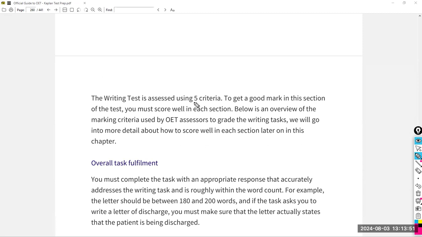evaluated within 5 criteria. So, to get a good mark in this section of the test, you must score well in each section. Below is an overview of the marking criteria that are used by OET assessors to grade the writing tasks. We will go into more detail about how to score well in each section later on in this chapter. So let's talk about the 5 criteria.